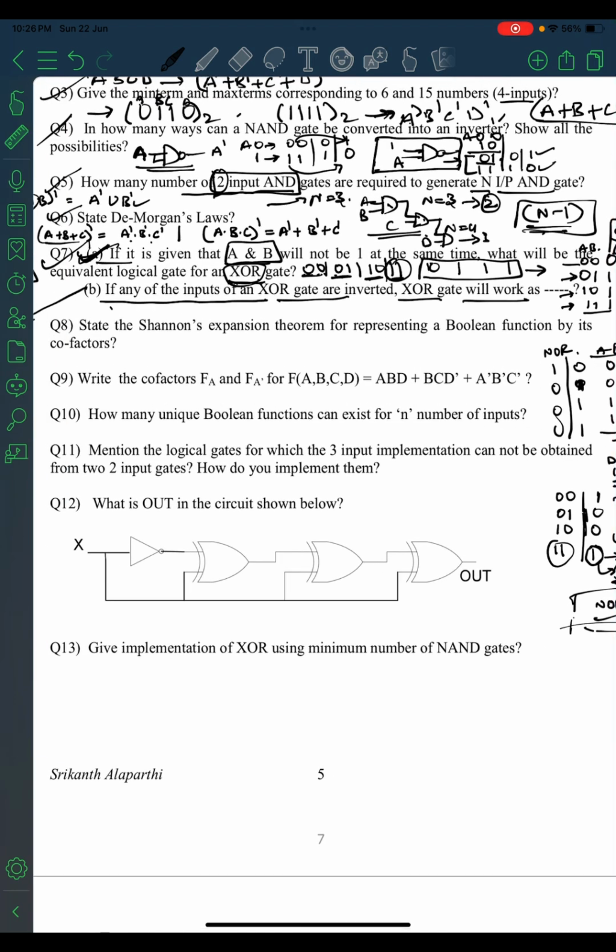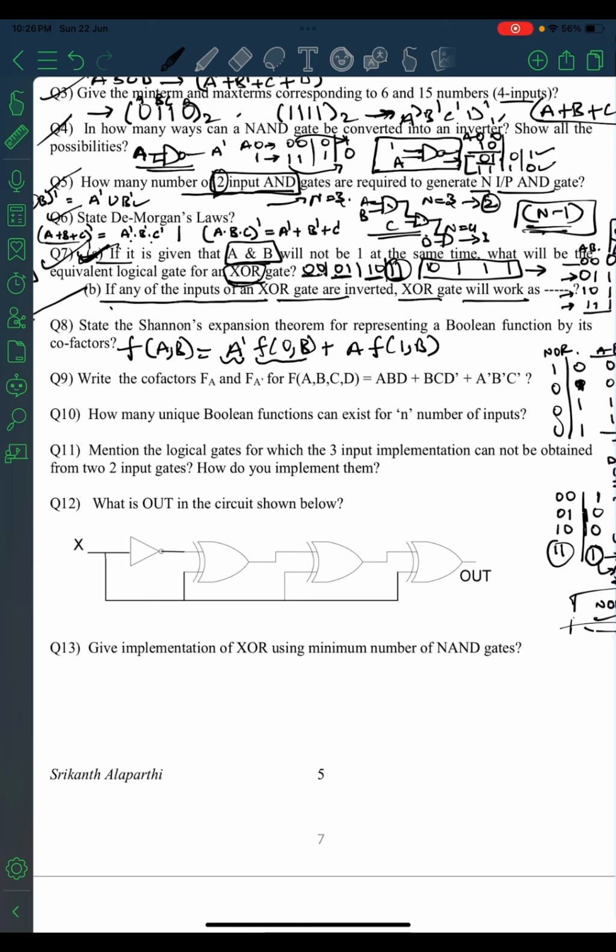Now, state Shannon's expansion theorem and represent a Boolean function by its cofactors. Shannon's expansion theorem is basically, if we are given a function, say I'm considering the case of two variables a and b, this function can be represented as a dash into f of 0 comma b plus a into f of 1 comma b. Here, for a dash, whenever we substitute 0 in the place of a, whatever the remaining function is can be multiplied with a dash.